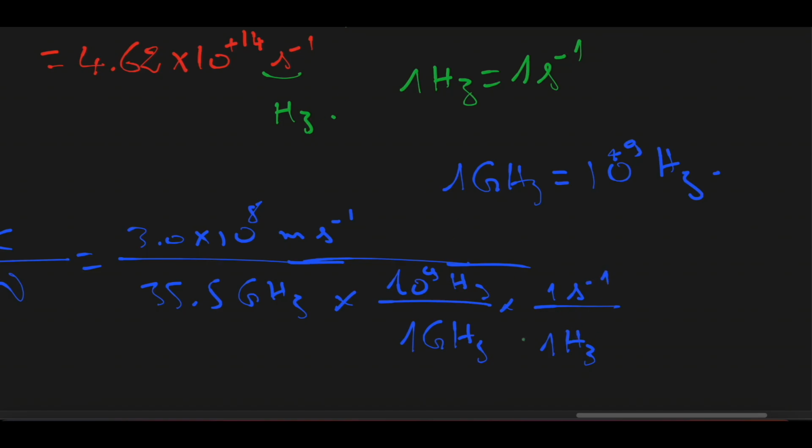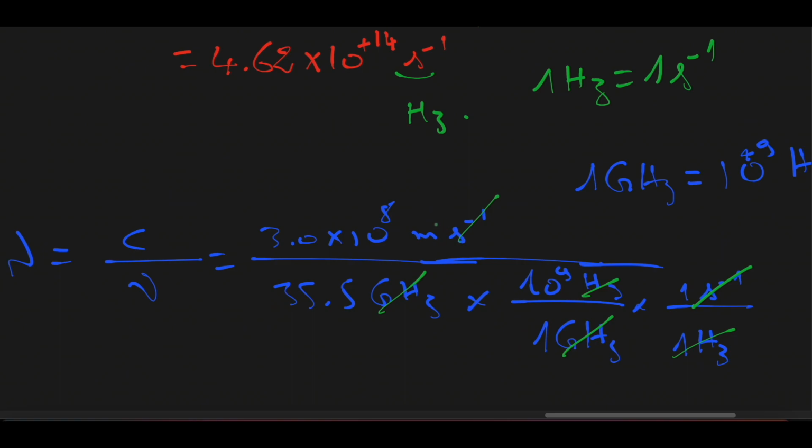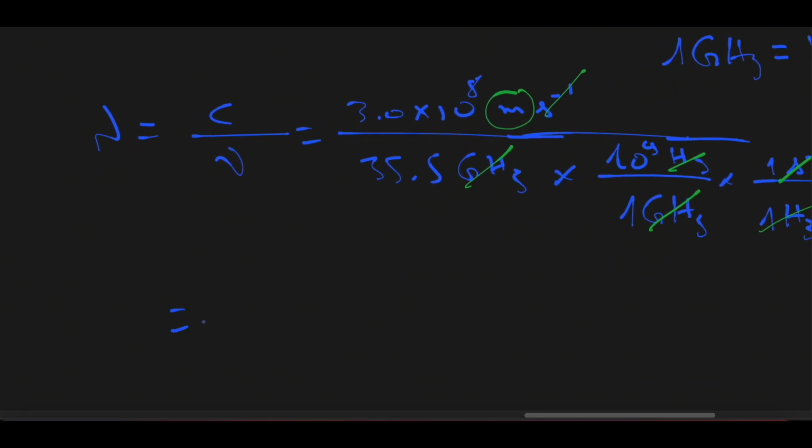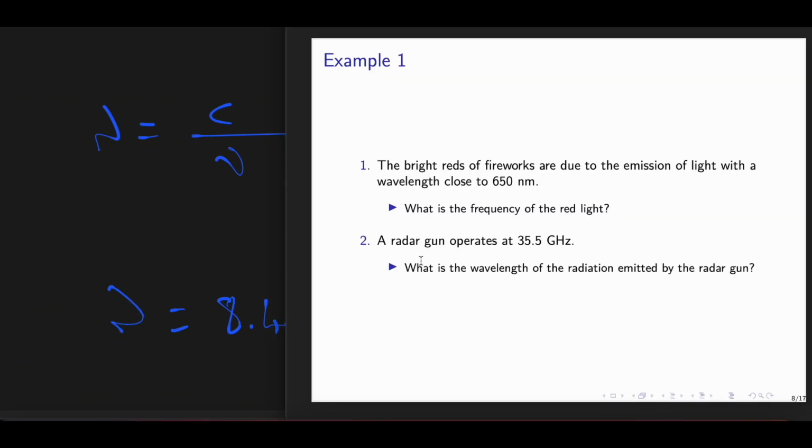So we can cancel here gigahertz with gigahertz, hertz with hertz, and second to the negative 1 with second to the negative 1. We get a value in meters. But in meters it is a very small value, so we can convert to millimeters and we get the value of 8.45 millimeters. So here is the wavelength of this radar gun that operates at this frequency.